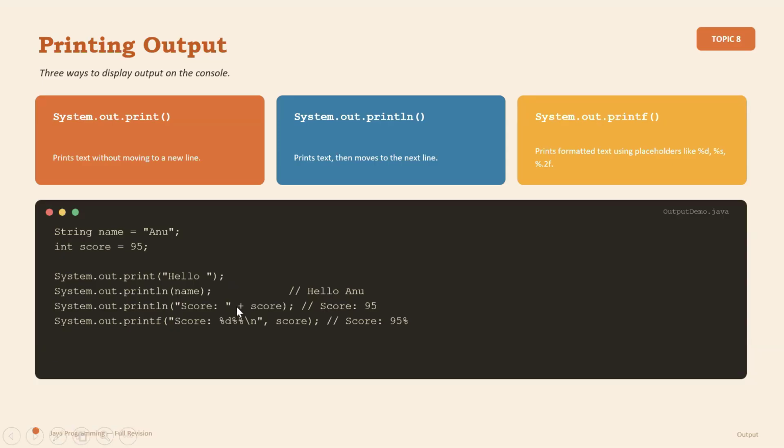For formatted output, we use printf. You can use %d, this one, then %s for string and %.2f for float values, decimal values. So these three methods are the most commonly used ways to display output in Java programs.